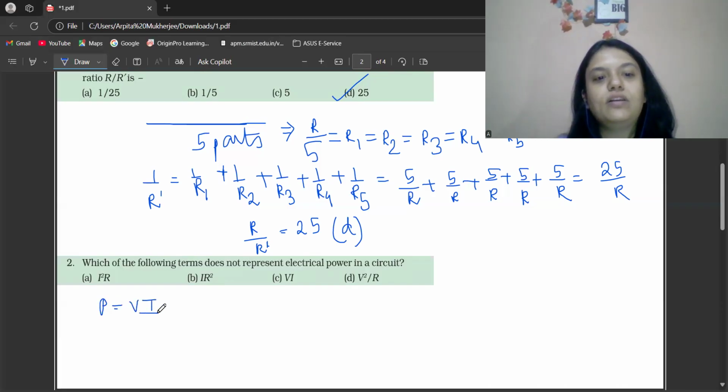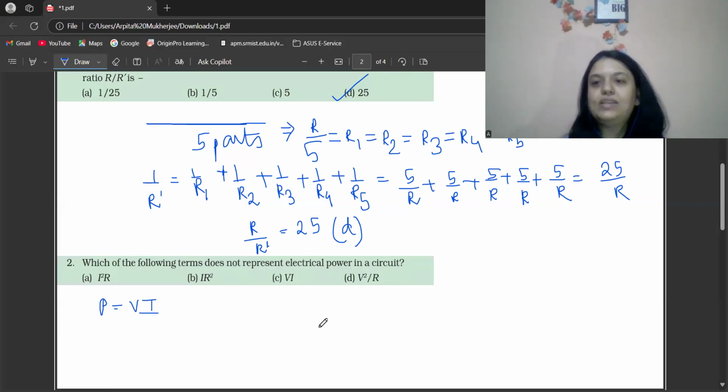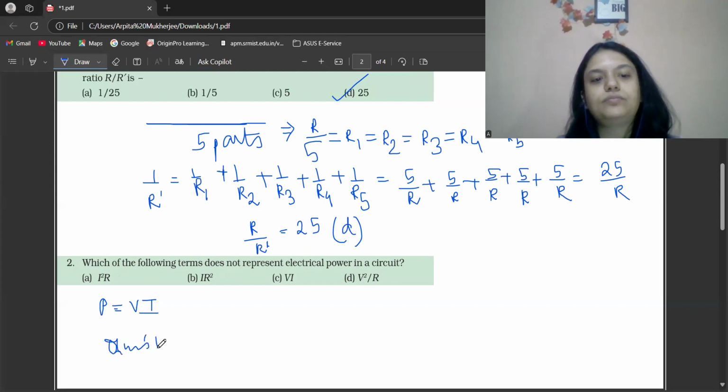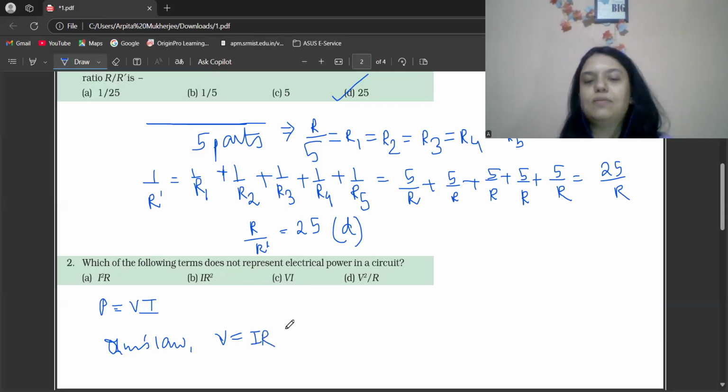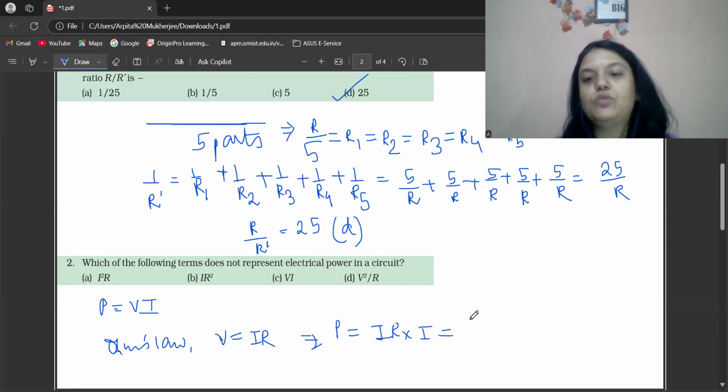So one formula has already been given to us, but they want us to find out which one does not represent power. Now let us modify this formula. P is equal to VI. Let's use Ohm's law. What is Ohm's law? We know Ohm's law is V is equal to IR. Right? Let's substitute for V. So I'm writing P is equal to IR into I, which is equal to I square R.